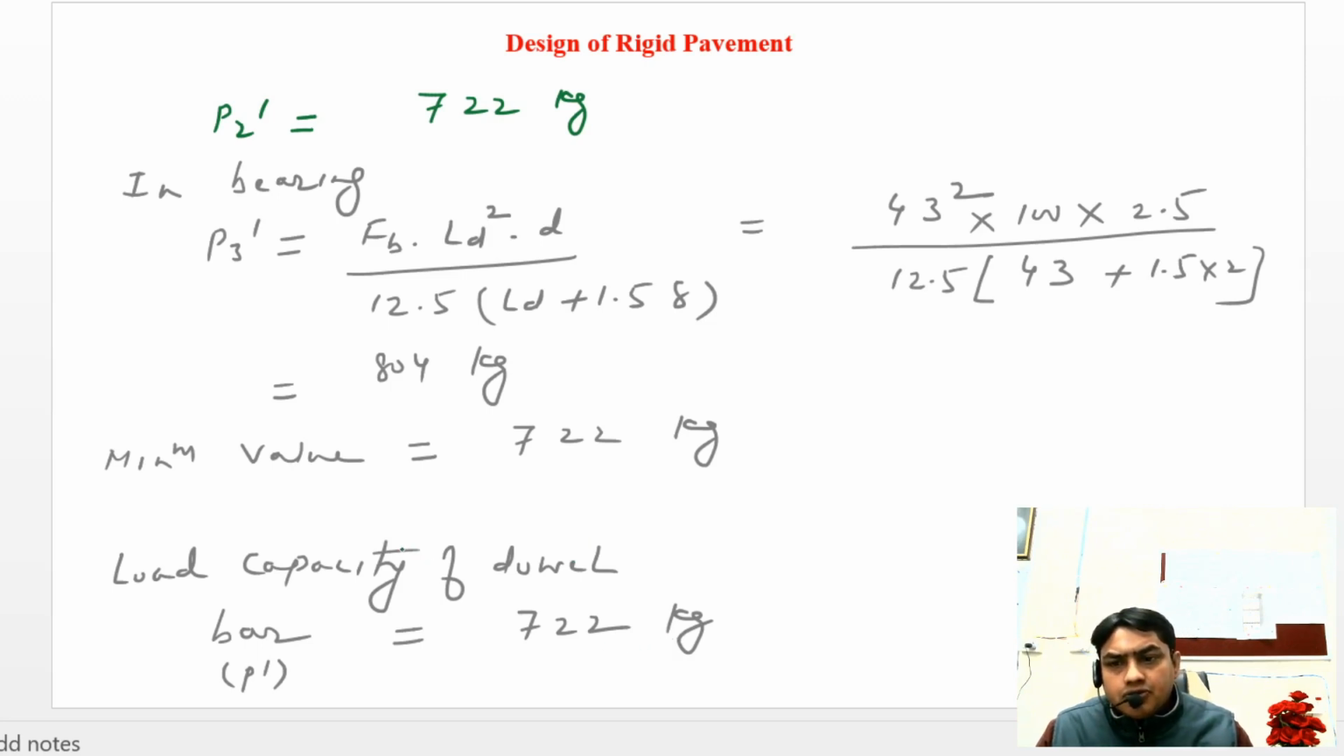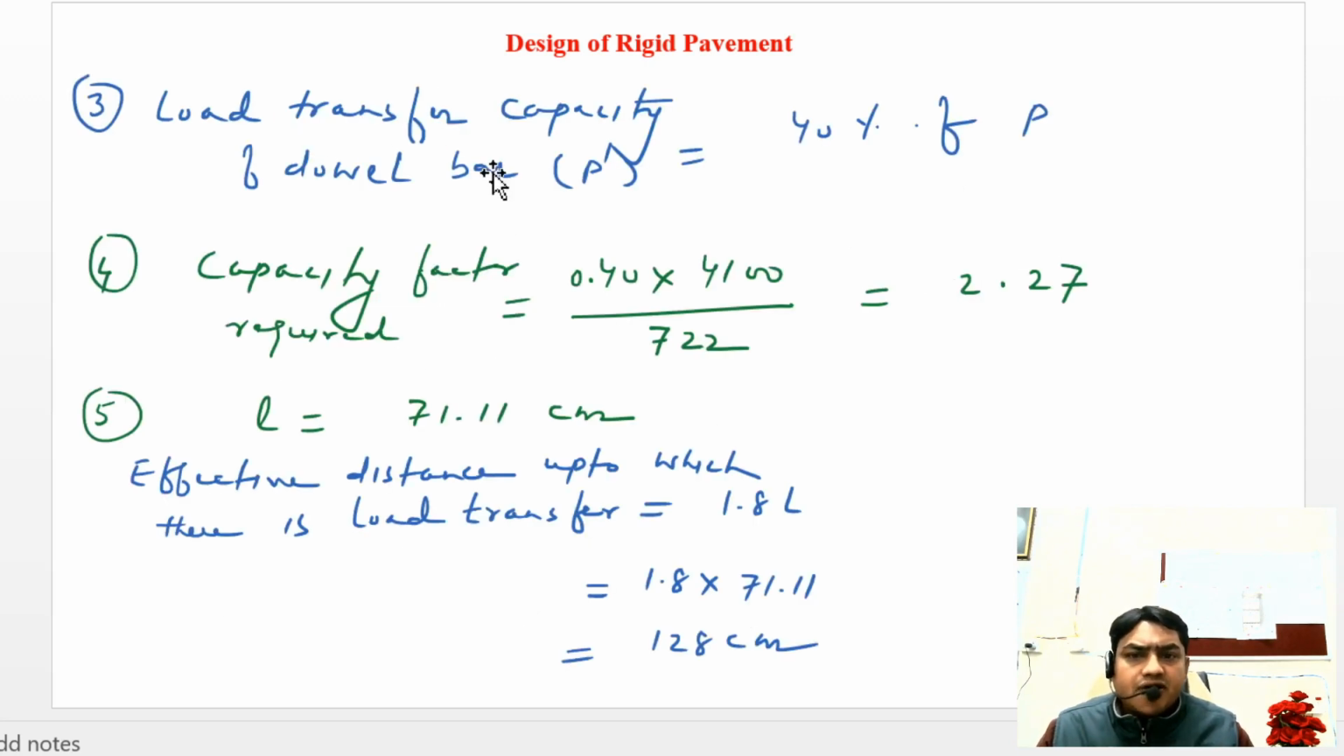After that, we have to compute the load transfer capacity of dowel bars, that is equal to 40% of the wheel load. So it is 40% of whatever wheel load is given in the question. Similarly, the capacity factor required can be computed. So capacity factor required is equal to load transfer capacity of dowel bar divided by 722. So it is 0.4 into 4100 divided by 722. So it is coming 2.27.